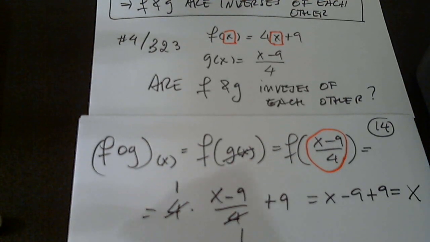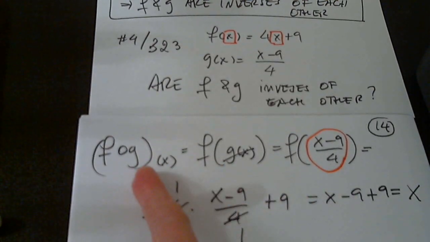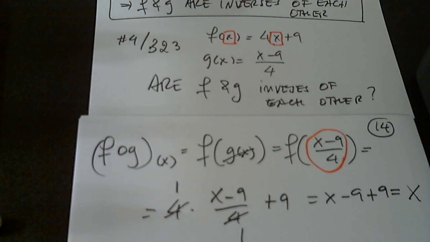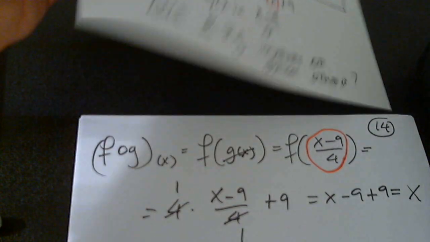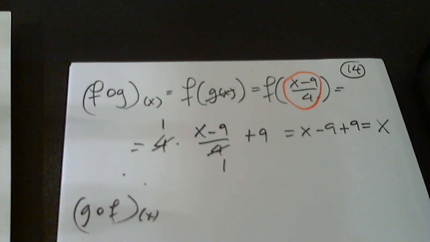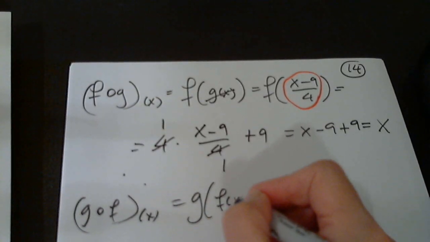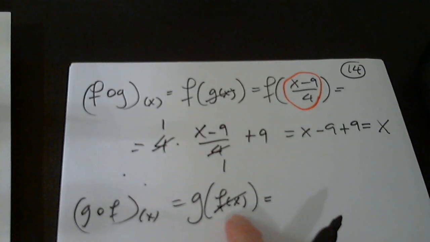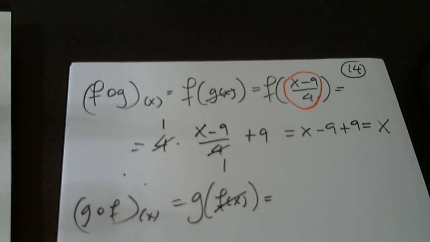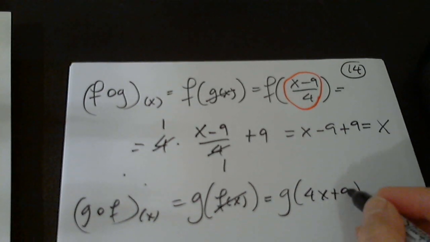Awesome. Let's find g composed with f now. Do you think that if f composed with g is x, g composed with f will be x? Wild guess. The answer is of course. Good. So g composed with f. The definition, g of f of x. I replace f of x by 4x plus 9. g of 4x plus 9.